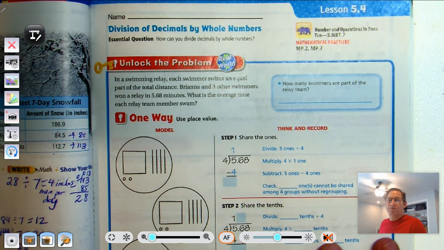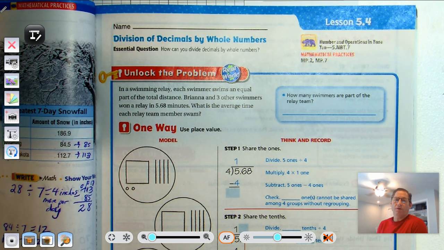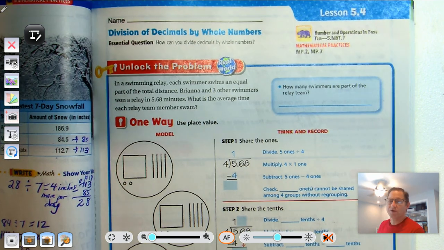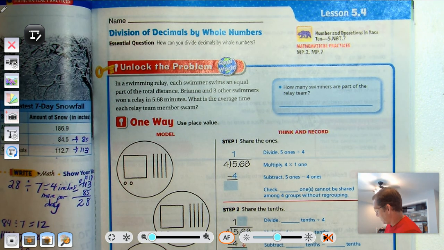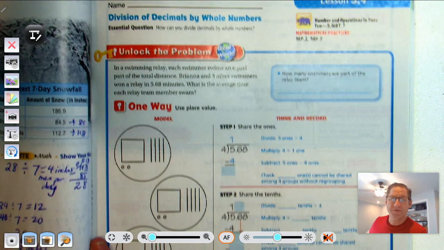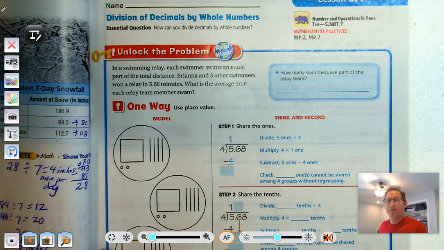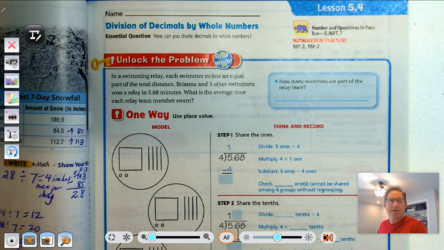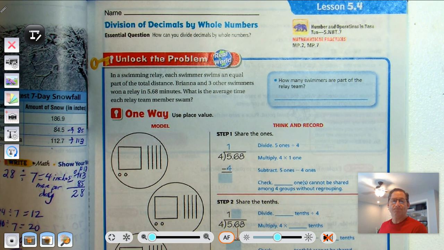Good morning, everybody. So today we're going to work on lesson 5.4, and we're going to work on division of decimals by whole numbers. And our essential question that we should be able to answer by the end of our lesson is, how can we divide decimals by whole numbers? And so we're on page 221 of the 5th grade Go Math textbook. So let's look at the unlock the problem.